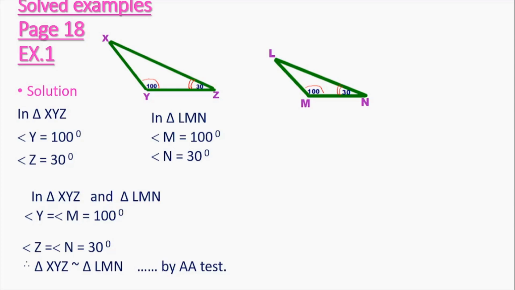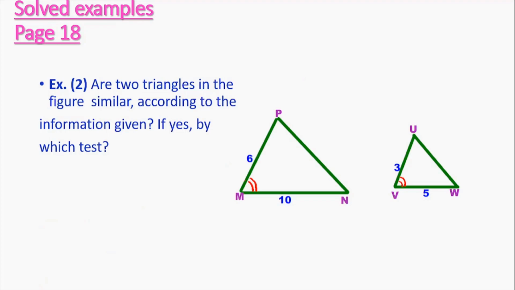Okay, this I have solved here. I have written it neatly. In triangle XYZ, Y is 100, Z is 30. In triangle LMN, M is 100, N is 30. In triangle XYZ and LMN, angle Y is equal to angle M, which is equal to 100, or we can say they are congruent. Angle Z is equal to angle N, which is 30. Therefore, triangle XYZ is similar to triangle LMN by AA test.